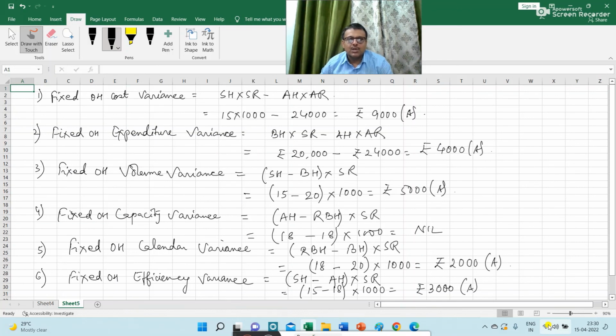So fixed overhead cost variance is divided into fixed overhead expenditure and fixed overhead volume variance. If you add up these two variances, that is fixed overhead expenditure variance and fixed overhead volume variance, you will have fixed overhead cost variance. And then fixed overhead volume variance has 3 sub-variances: fixed overhead capacity variance, fixed overhead calendar variance, and fixed overhead efficiency variance. So if you add up these 3 variances, you will get fixed overhead volume variance.